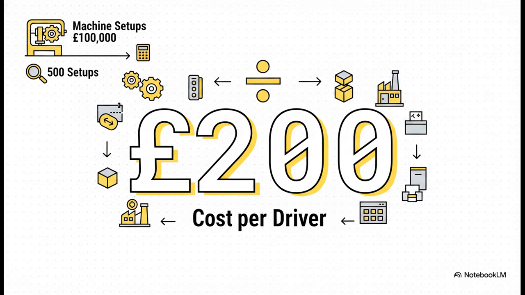It's pretty straightforward. Imagine the examiner tells you machine setups cost £100,000 in total for the year. That right there is your total activity cost. They also mentioned there are 500 setups in total across all your products. That's your total driver quantity. So you just divide that 100,000 by 500, and boom, your cost per driver is exactly £200 per setup. That is the magic number you're going to use to assign your costs.